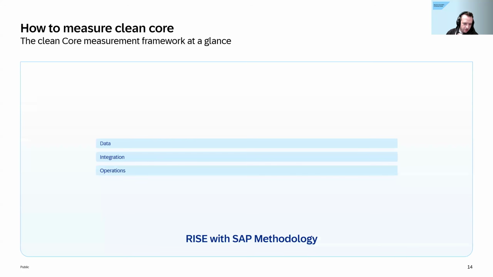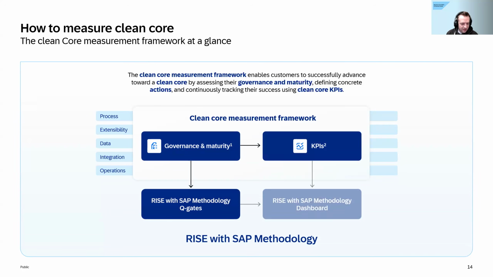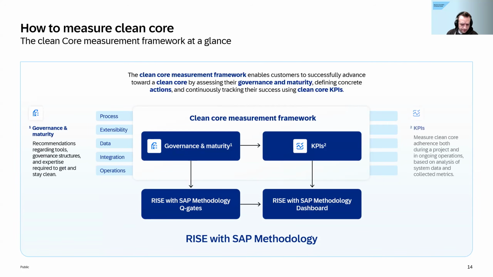And we already mentioned it in our sessions, in the general session, as well as in the process and our last extensibility session, that there are 2 flavors of measuring clean core. One is the governance maturity part, basically describing how well are you set up to stay clean. But not only to stay clean, it could also be like, do you have, for example, your KPIs set up?